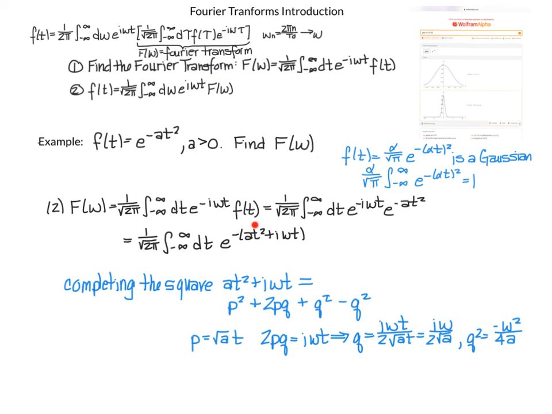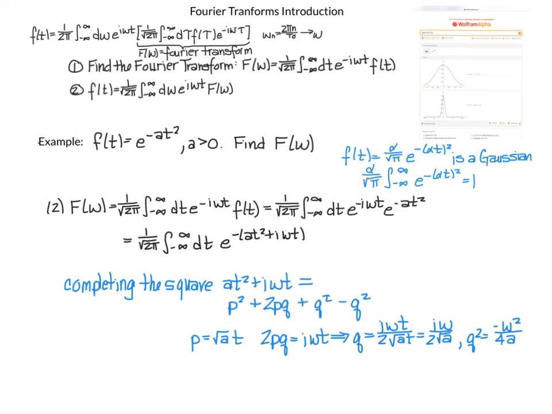So here's my exponent, a t squared plus i omega t, which I have copied here, and I want this to be in the form of p squared. I want this term to be my 2pq, and then I want a q squared term so that this can be p plus q squared, but then of course if I add my q squared, I need to subtract a q squared term. So this is the form I want it to be in.